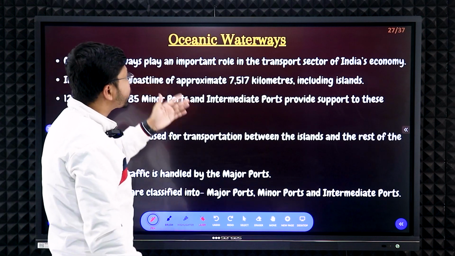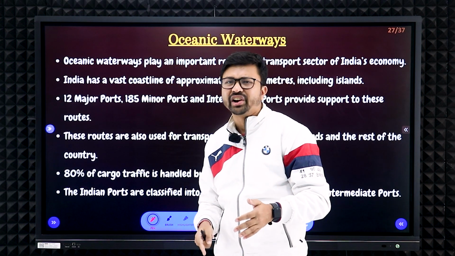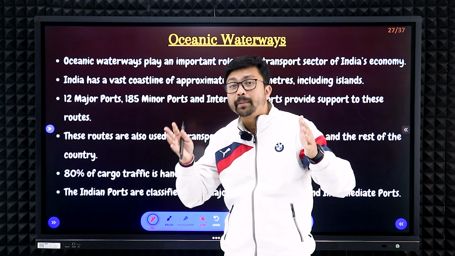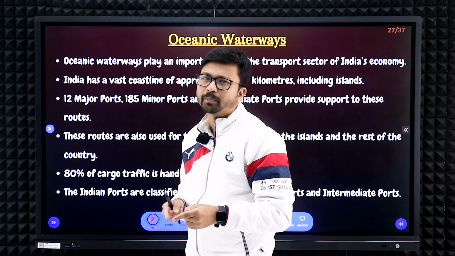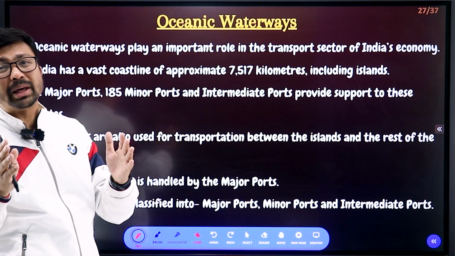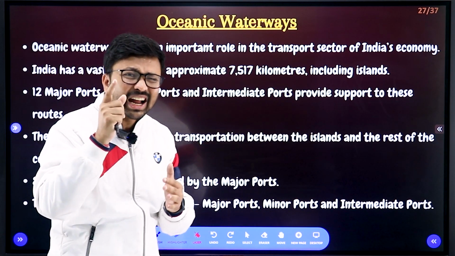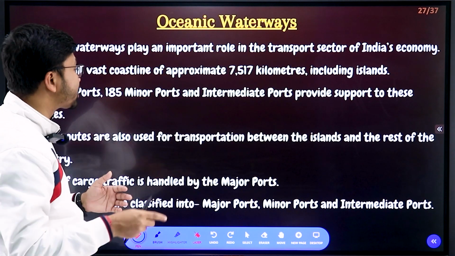Now next, the oceanic waterways. Oceanic waterways are very, very important for international trade, right? You have to carry huge, heavy and bulky goods from one place to another. So for that, waterway is very important. But what are the problems of waterways? It is very slow, right? That is the problem. But at the same time, there is an advantage: it is the cheapest mode of transport.